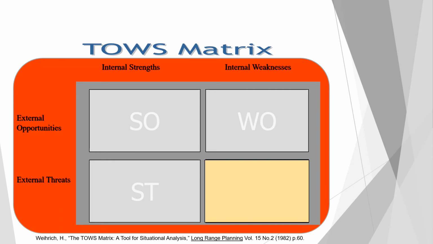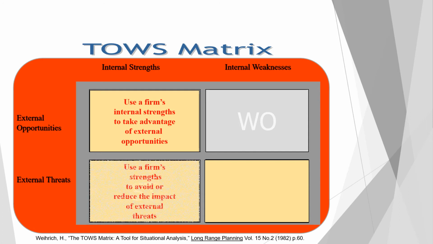The TOES matrix is a simple matrix that explains how the SWOT analysis can be used. The upper left quadrant uses a firm's internal strengths to take advantage of an external opportunity. For example, if the economy is rising and one of the company's strengths is having the ability to increase capacity, there exists the opportunity to increase sales due to more money being available to consumers and the company being able to accommodate the added sales.